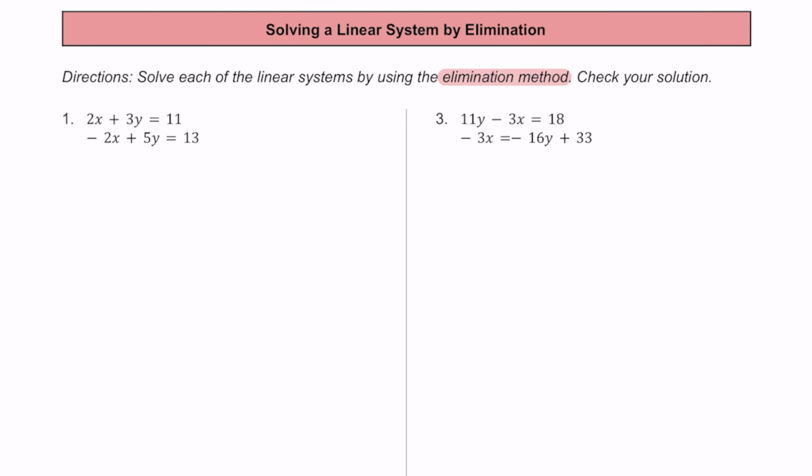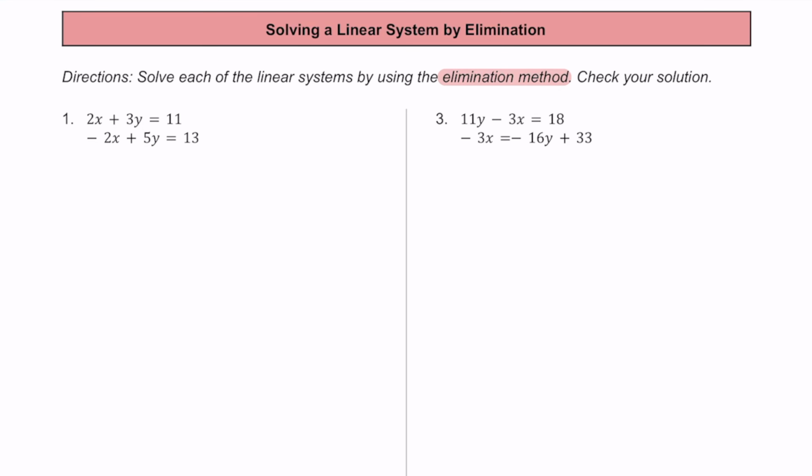For number 1, we have the equations 2x plus 3y is equal to 11 and negative 2x plus 5y is equal to 13. Now, to identify whether the elimination method is a good idea to use to solve a system, we basically want to look for matching coefficients. Looking at the coefficients for the y terms, we have 3 and 5, and they're not the same and they're also not opposite, so that's not ideal.